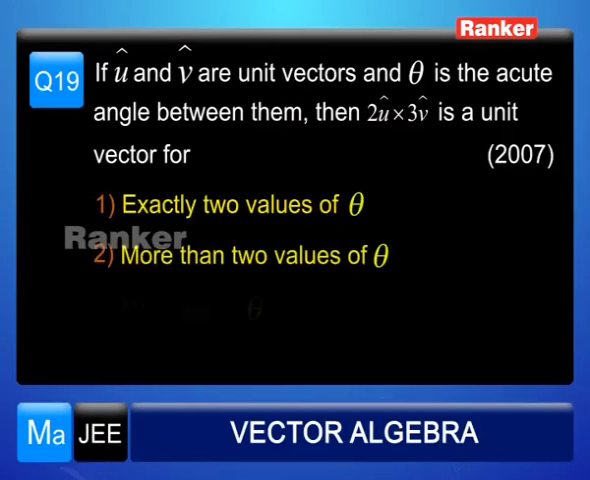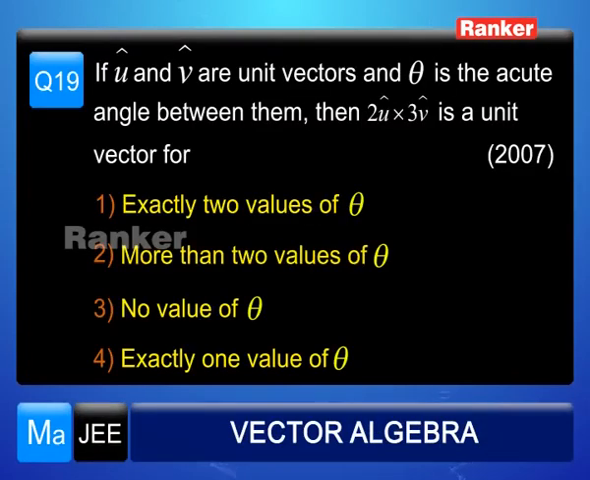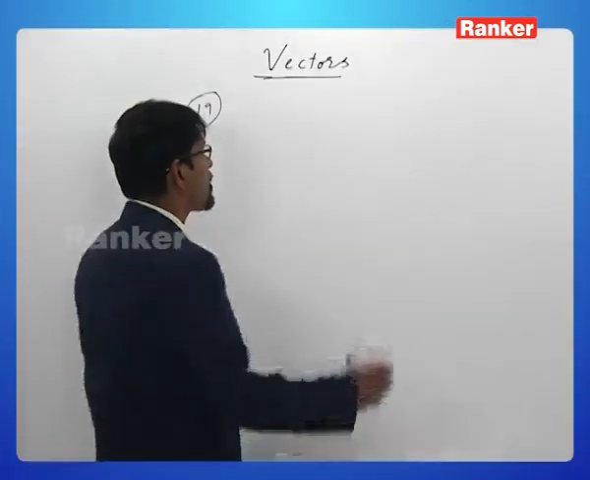Question number 19. If u cap and v cap are unit vectors and theta is the acute angle between them, then 2u cap cross 3v cap is a unit vector for, first option, exactly 2 values of theta; second option, more than 2 values of theta; third option, no value of theta; fourth option, exactly 1 value of theta. So let's have a look at this.